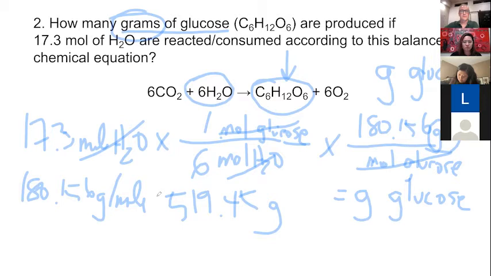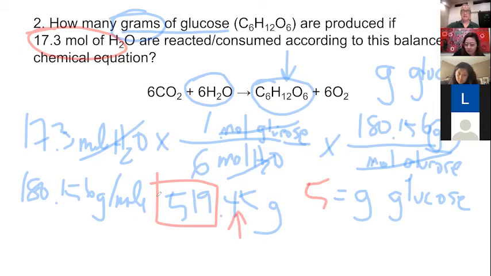519 grams. So where do you get your 3 significant digits from? With the 17.3 moles of water. Right. The only number you were given in the whole thing was how many moles of water, and there's 3 significant digits. So there's my 3 significant digits, and there's a 4. So I just leave it alone. So my final answer is 519 grams of glucose.